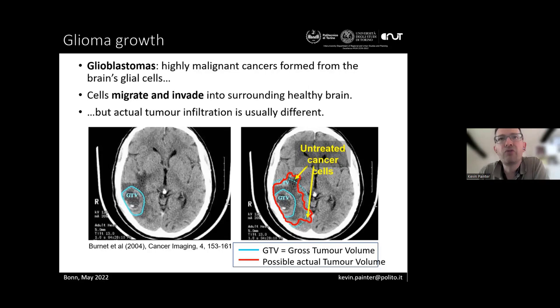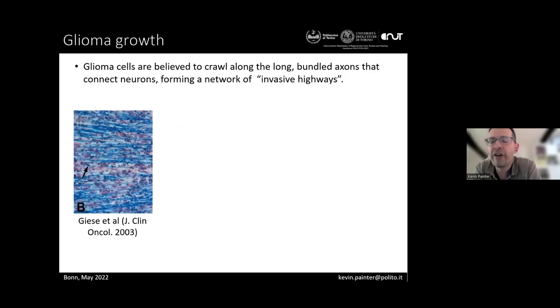And the suggested reason for this is because the brain is a very anisotropic environment, and in particular, it has highly bundled tracts from the various neurons that are connecting information. So those neurons connect and they form long, elongate, bundled axons that provide highways for movement of the cells. The cells tend to move along these bundled axons.